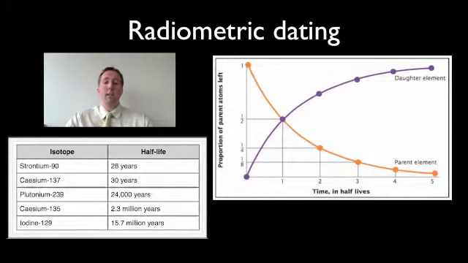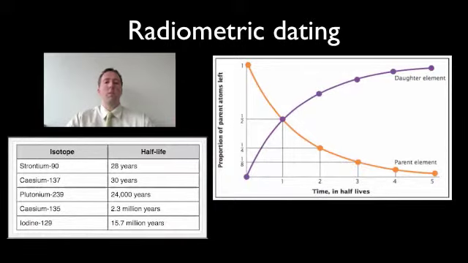Radiometric dating is one of the really handy uses of radioisotopes. So what happens if you have a collection of radioactive isotopes? They will decay, so they'll emit their radiation, and then that will change them. They'll change into a non-radioactive form, and they do this over a period of time.